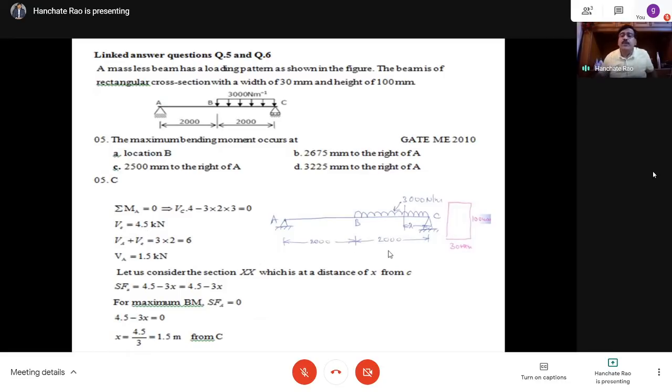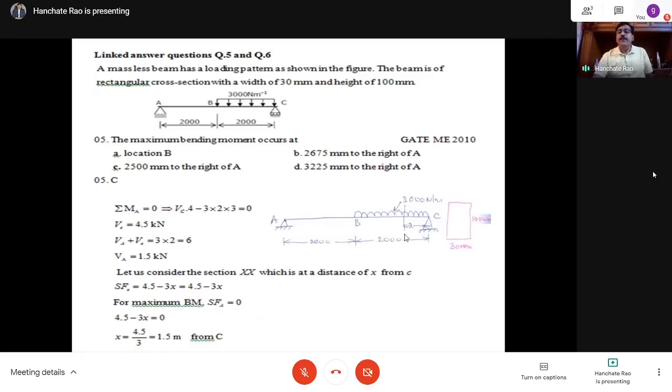Once you know this, now we want to find out where the maximum bending moment occurs. So let us consider a section at a distance of x from the support C. So here Mx, you try to write the bending moment equation. Mx is equal to VC into x, vertical reaction at C into x, that is 4.5 into x, okay.